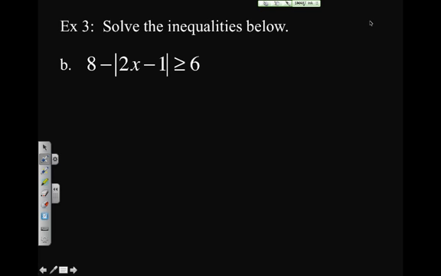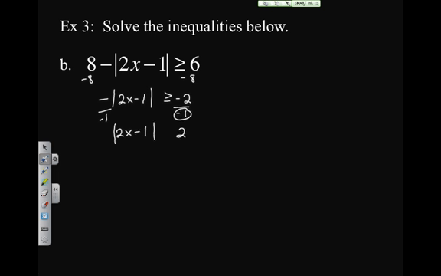Looking at this one, again, we do have to get the absolute value part by itself. So first we're going to subtract 8. And we have negative absolute value of 2x minus 1 is greater than or equal to negative 2. Now this is the part we have to be careful. We're going to divide by negative 1. So the absolute value of 2x minus 1, and we've got a 2. But remember, when we divide by a negative, when there's an inequality, we have to change that inequality so it becomes less than or equal to.